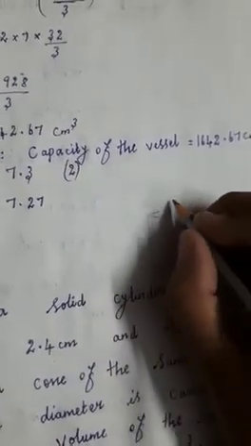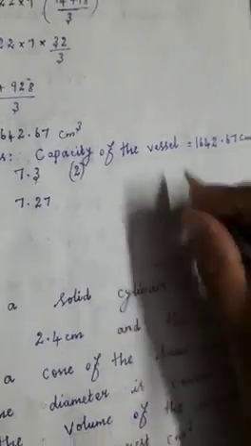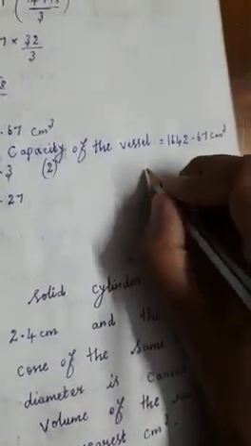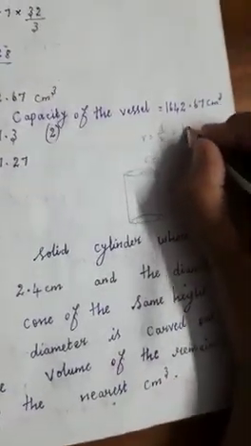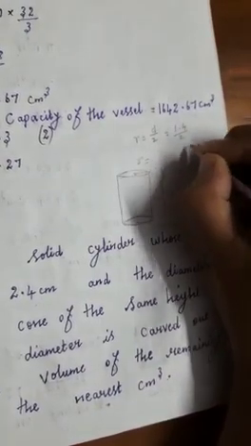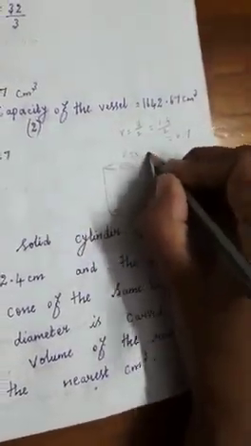Then what will the radius be? The radius means this part, half of the diameter. So r is equal to d by 2. Here the diameter is 1.4, so 1.4 divided by 2 is 0.7. Okay, so now the radius is 0.7.